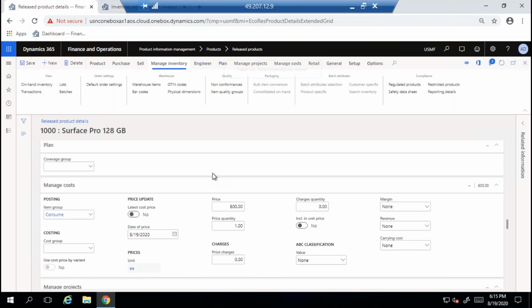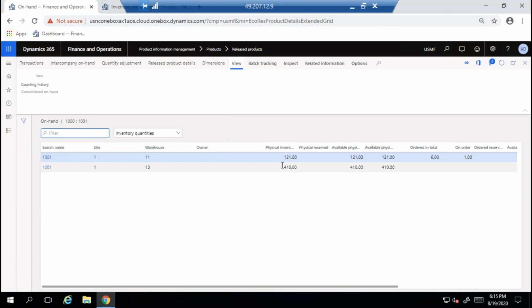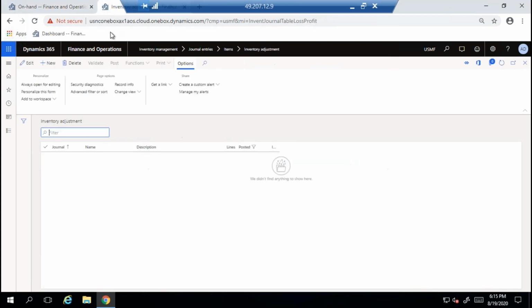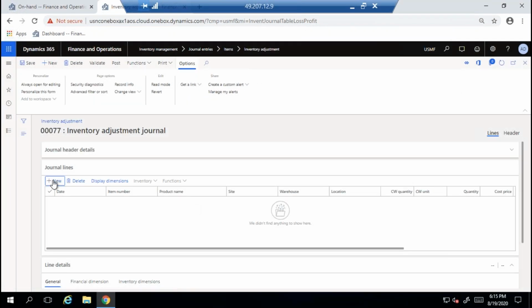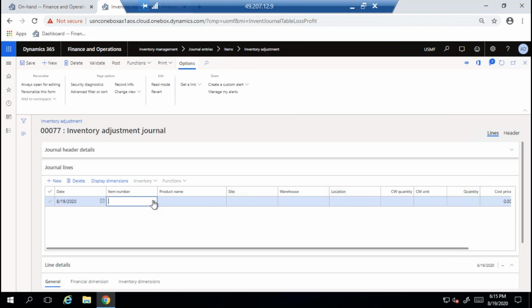Here, on-hand inventory is available 121 and 410. Now, as I told you, some damage has happened for 3 quantity. Now immediately I need to decrease that, then I can do this inventory adjustment journal. Click new. I'm clicking OK. Click new journals, inventory adjustment.